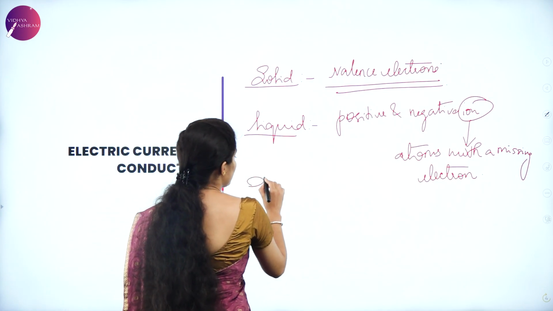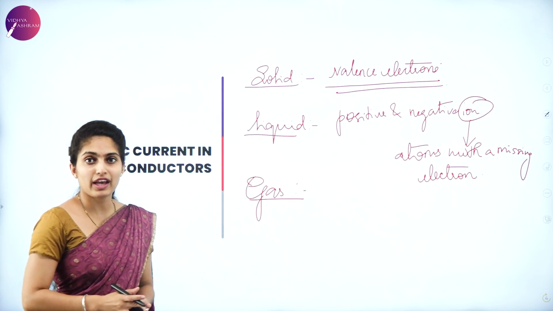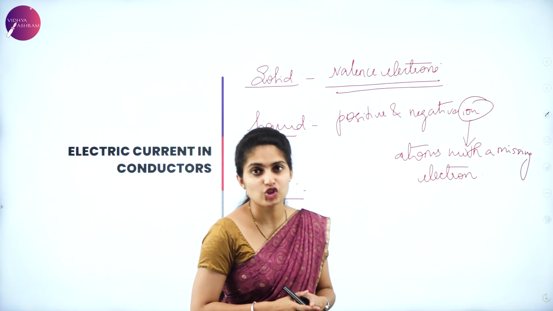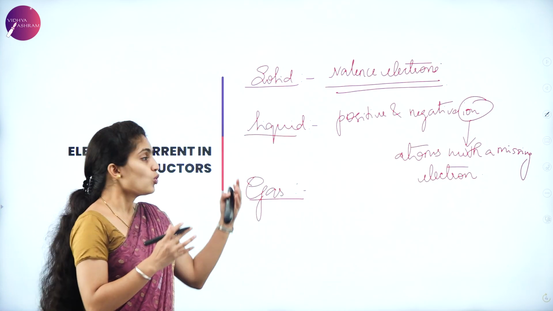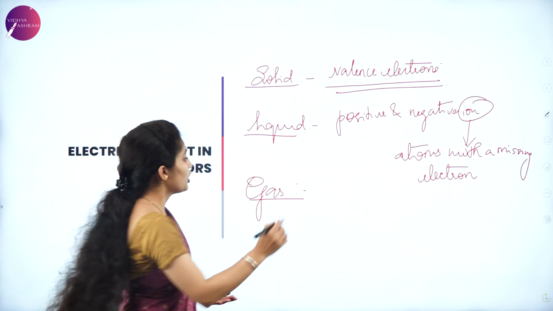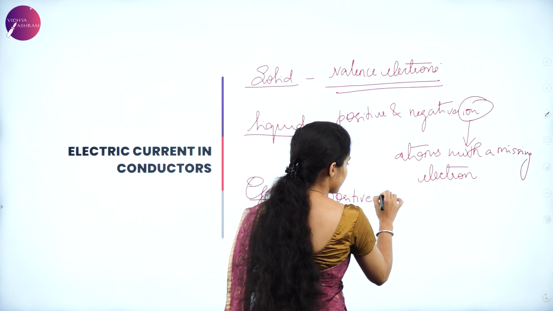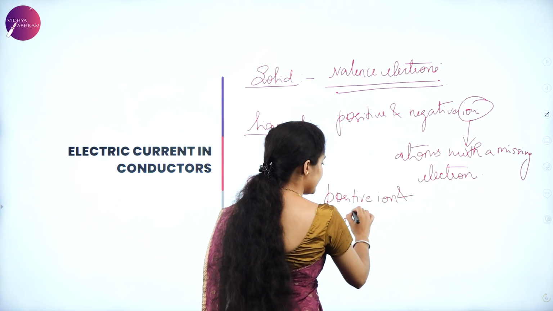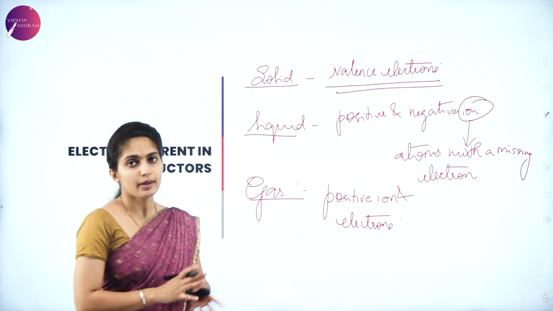Okay, coming to the next state of matter, that is gas. In case of gas, for example, you can take discharge tubes. In case of those gas conductors, what exactly acts as a conducting particle? That is nothing but positive ions and electrons, both act as conducting particles.